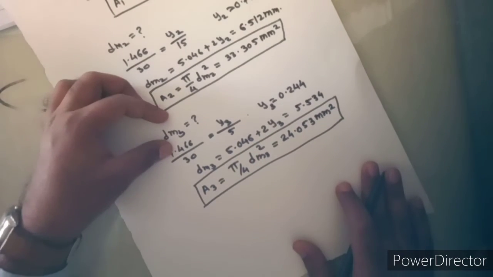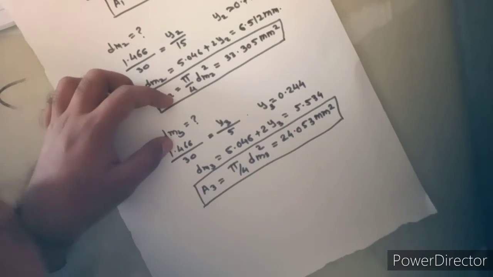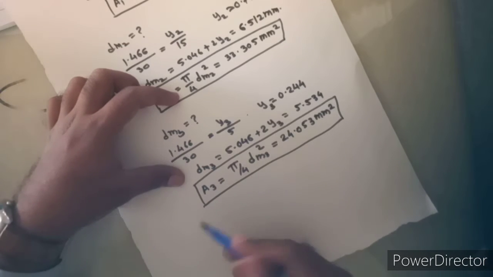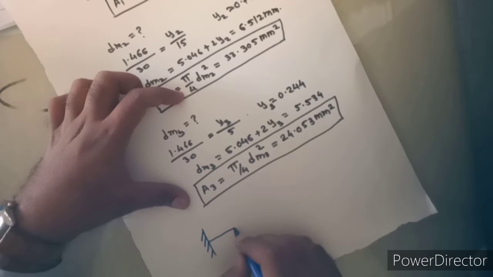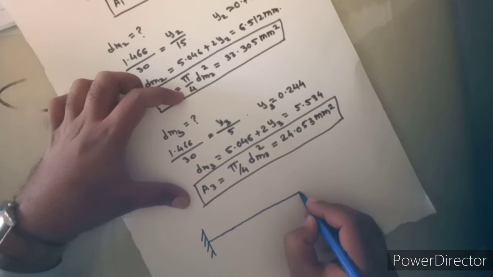Got it. Then you have to convert this model into the FEA model. For FEA, consider here it's a fixed end. This is the total length.